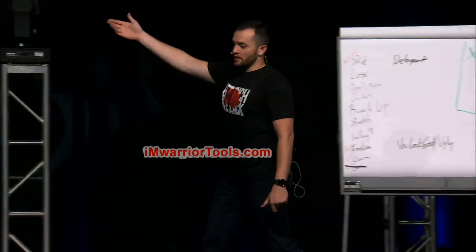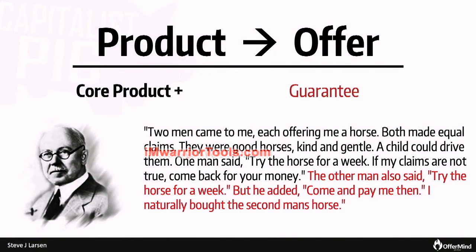One of my favorite quotes from him. Okay, now watch how this creates value around the offer without creating another product. Two men came to me, each offering me a horse. Both made equal claims. They were good horses, gentle and kind. A child could drive them. One man said, try the horse for a week. If my claims are not true, come back for your money. The other man said, try the horse for a week. But then he added, come and pay me then. I naturally bought the second man's horse. Ooh. Why naturally?